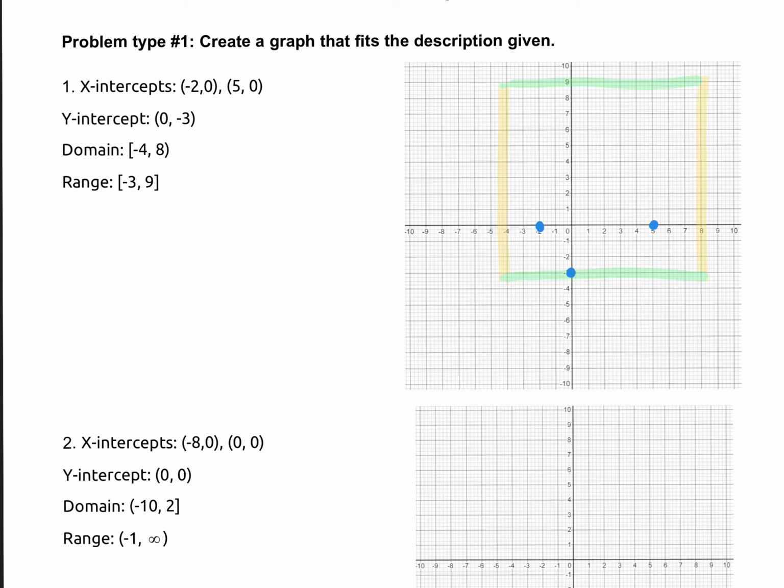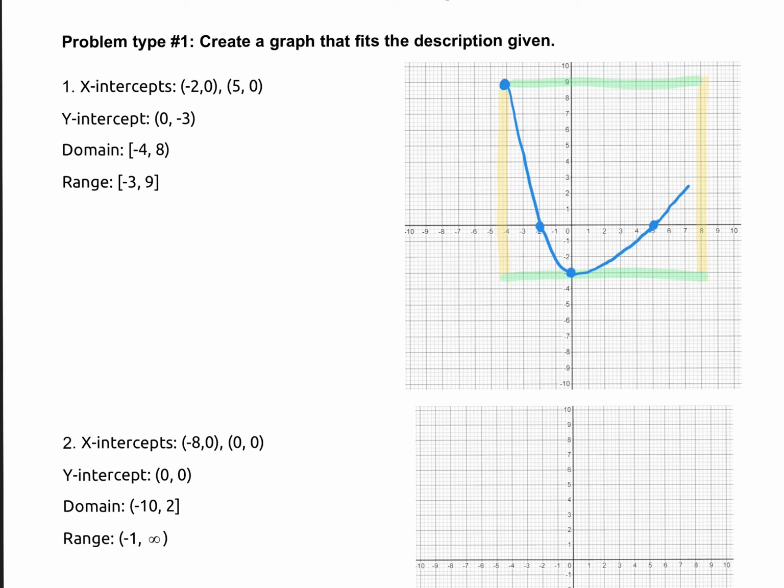So I might see something like this. Maybe I start up here, and I come down, I go through one intercept, go through the second intercept, and then I come back up through this intercept. Now, at this point, I have to make sure I've included my highest y value and my lowest y value, okay? And I've included my lowest x value. Now I just have to make sure that I include everything up to but not including 8, so for x.